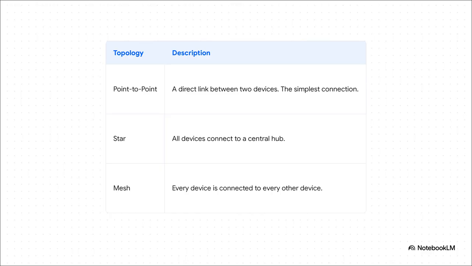And what's cool is there's not just one way to do it. For example, a super simple point-to-point connection is just a direct link between two devices. Then you've got something like a star network, where everything connects to a central hub. And for maximum reliability, you have a mesh network, where basically every device is connected to every other device. Students are going to learn the pros and cons of each and, more importantly, when to use which one.